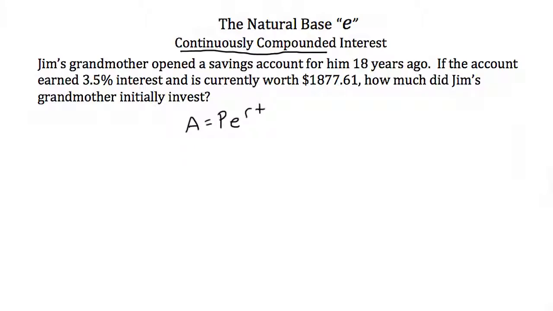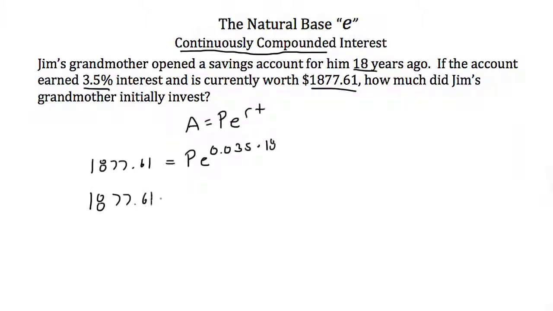Our A is what we're given. It's $1,877.61. This is going to be equal to our principal, which is what we're looking for, times e to the r, which is 3.5%, or 0.035, multiplied by our time, or 18 years. If we simplify this, we'll have 1877.61 is equal to P times e to the 0.63 power.